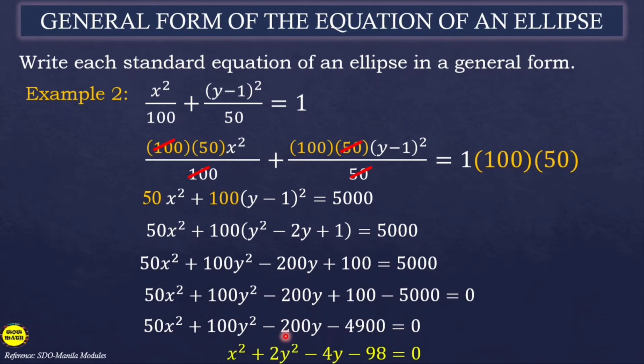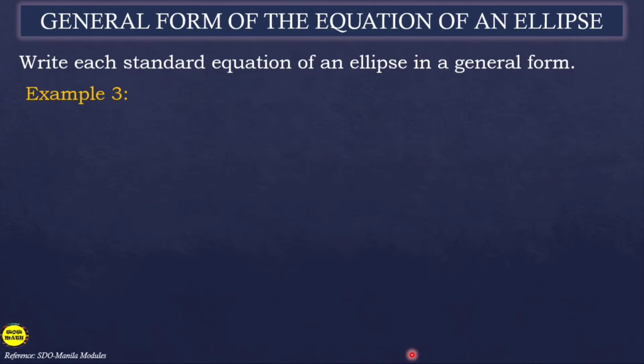So magiging final answer natin is x squared kasi 50x squared divide 50, so x squared na lang. 100y squared divide 50, magiging 2y squared. Negative 200y divide 50, that is negative 4y. Negative 4,900 divide 50, that is negative 98, is equal to 0. So yung final answer natin is x squared plus 2y squared minus 4y minus 98 is equal to 0.